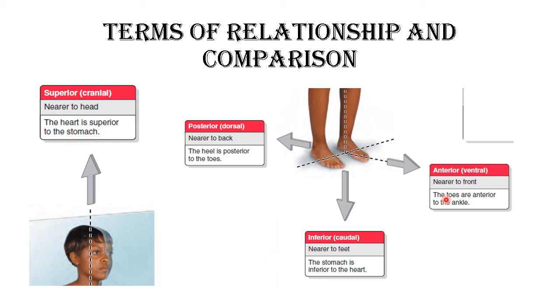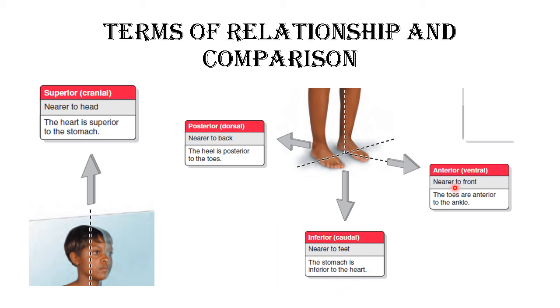Next, we have inferior. Anything which is lying near to the tail or near to the feet is known as inferior. If we say the stomach is inferior to the heart, because the stomach is lying in the abdomen and the heart is lying in the thorax, so the stomach will be inferior and the heart will be superior.